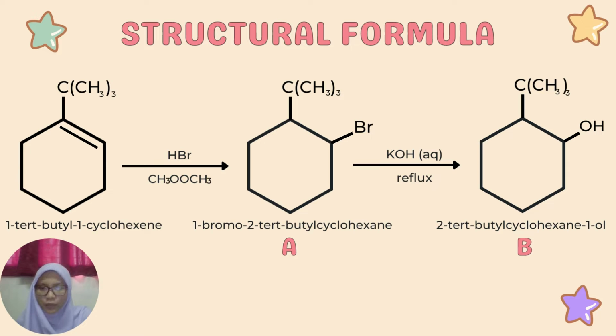Next, compound A will undergo nucleophilic substitution with potassium hydroxide. The 1-bromo 2/3 butyl cyclohexane can undergo hydrolysis with aqueous potassium hydroxide under reflux to form compound B. So, we need to break the bond at the Br and attach it with OH. Thus, the compound B formed is 2/3 butyl cyclohexane 1-ol.